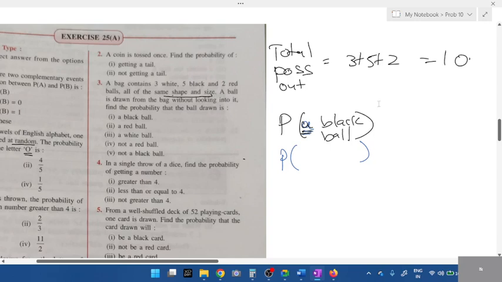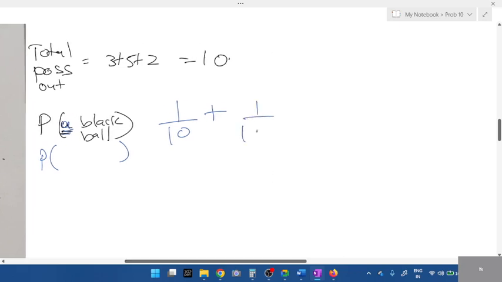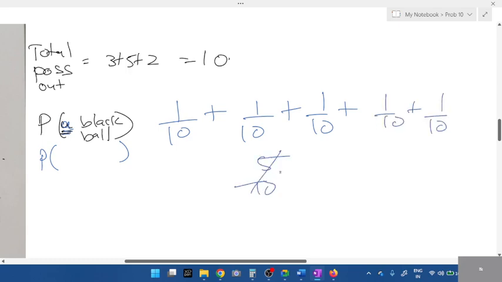Total we have 5. This is the concept I taught you all previously. First time you take a black ball, 1 by 10. Second time, what do you get? 1 by 10, 1 by 10. Total how many such balls are there? 5, right? So you pick 5 times. When you take LCM, you get 5 divided by 10. The answer is 1 by 2.